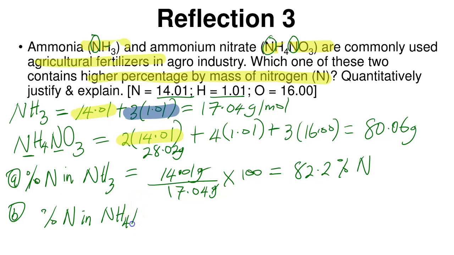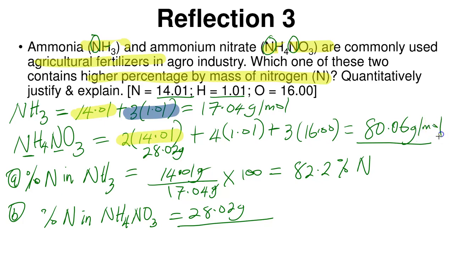In ammonium nitrate. Of course, in doing that, here we know there is about 28.02 grams of nitrogen. 28.02 grams of nitrogen divided by, what is the total mass of this guy? This guy weighs, this is gram per mole, of course, 80.06 grams. Then we multiply it by 100. And when you do that math, you're going to get about 35% of nitrogen.